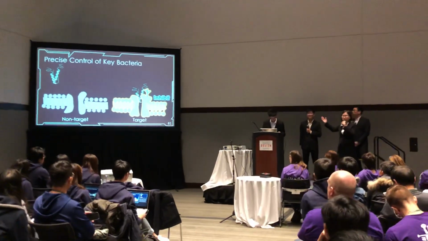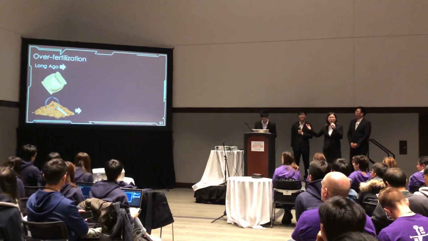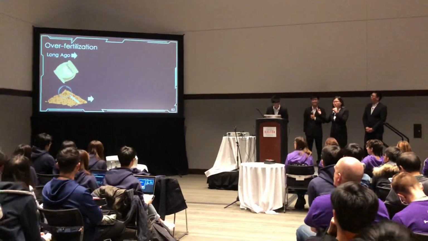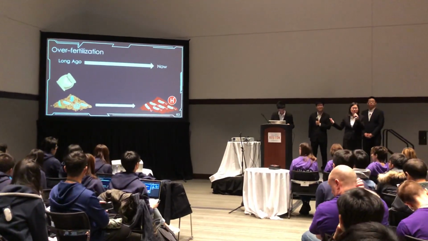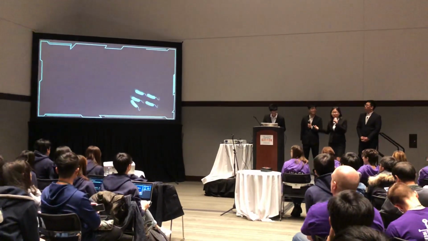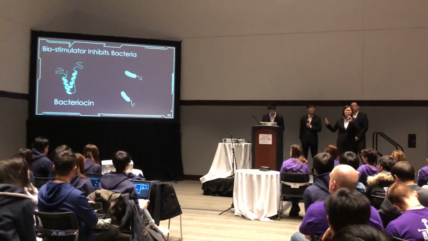Let's take phosphate-solubilizing bacteria, or PSB, for example. Overuse of phosphate fertilizers has led to rapid growth of PSBs, specifically Bacillus subtilis, in the soil. When excessive, they cause serious soil acidification without a real solution until now. We are going to use bacteriocins to inhibit the growth of Bacillus subtilis to demonstrate the use of peptides as one of our biostimulators.